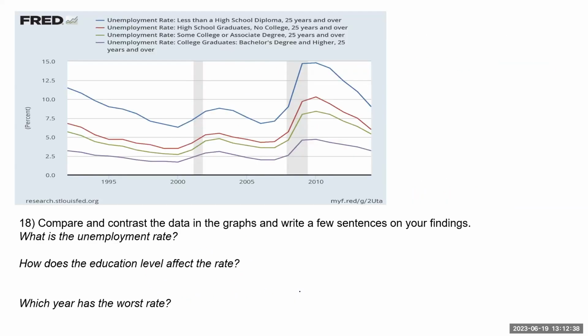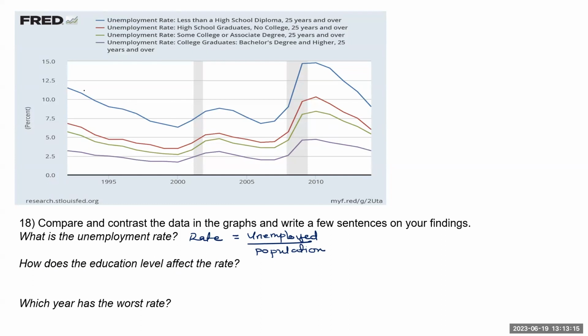Finally, we'll look at how to interpret graphs. It asks, what is the unemployment rate? When we're looking at a rate, we're looking at a ratio of two things with different units. And so we're looking at the ratio of the unemployed divided by the population, and that gives us the unemployment rate. It says, how does the education level affect the rate? What we see is that the higher the educational level, the lower the rate.